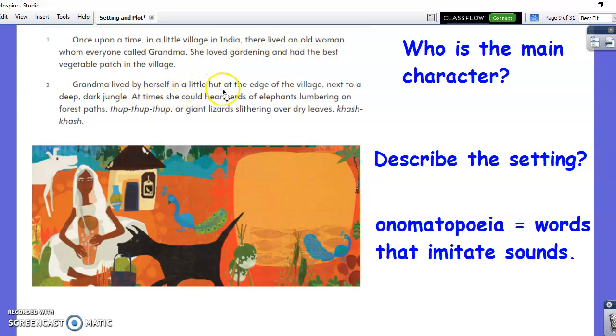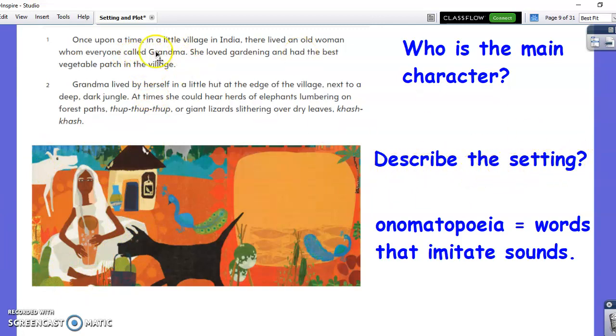Grandma lived by herself in a little hut at the edge of the village, next to a deep, dark jungle. At times she could hear herds of elephants lumbering on forest paths, thump, thump, thump, or giant lizards slithering over dry leaves. Ksh, ksh. Who is the main character? This person. What do they call her?